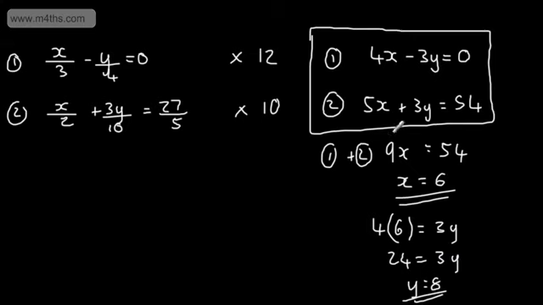So do check that in that one. 5 lots of 6 is 30, plus 3 lots of 8 is 24, and that gives 54. So we've just used some basic work with fractions to rewrite those.